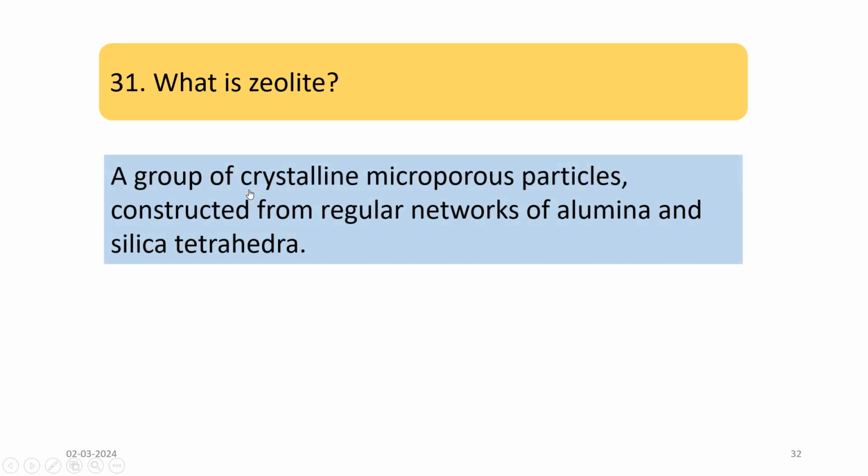So, zeolite is a group of crystalline microporous particles constructed from regular networks of alumina and silica tetrahedra. Okay, in zeolite, mostly Al3+, Si4+ ions are available. And the tetrahedral bond is constructed by oxygen. Okay. It is the zeolite.